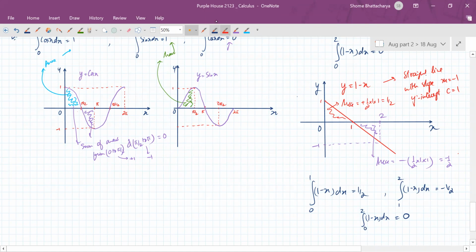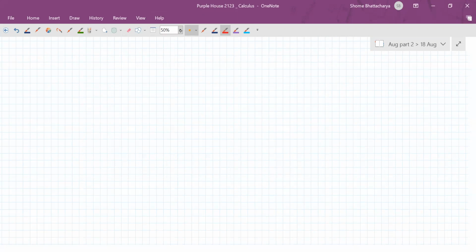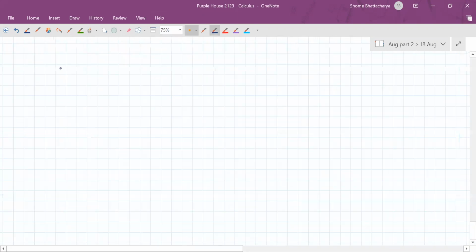Sir, I want to answer your question. From 1 to 3 it will not be 0. Why would it be 0? From 1 to 3 it will be a negative quantity. So with the same straight line, let's do this integration from 1 to 3.